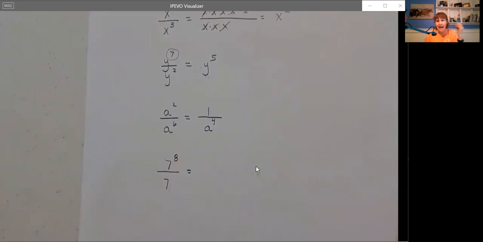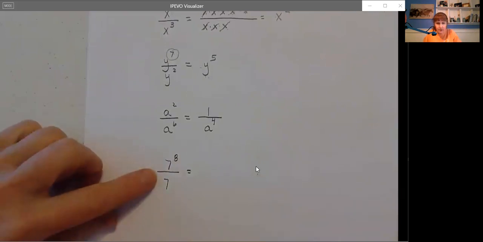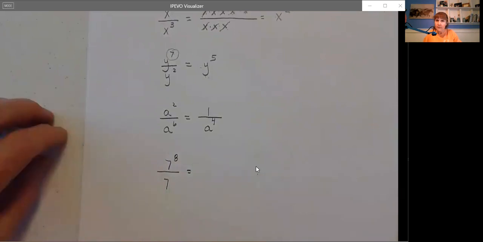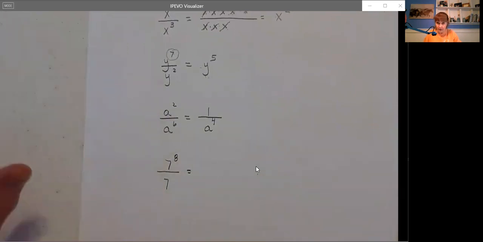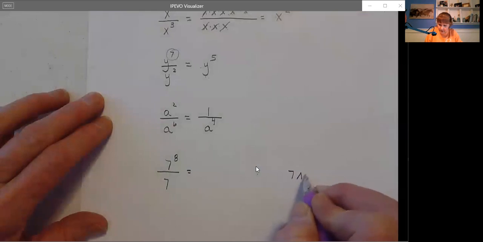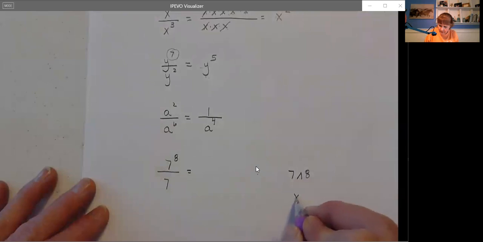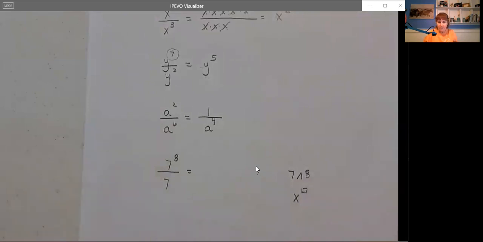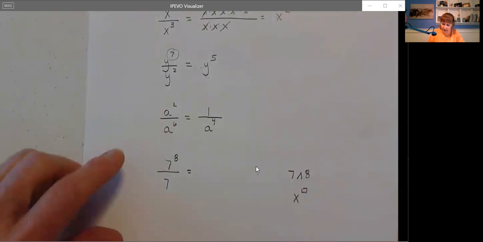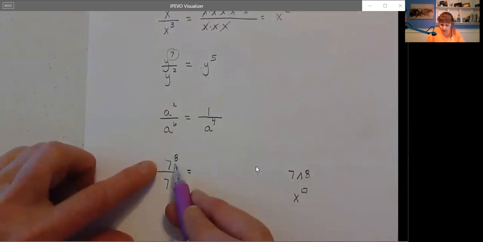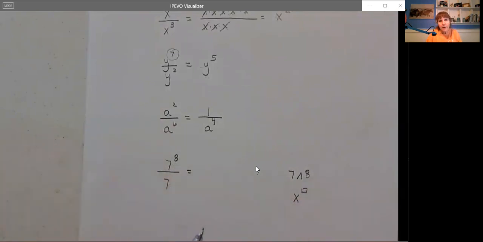What would this reduce down? And I'm going to leave my answer in exponential form. Exponential form means to write it with exponents, because you could do this on your calculator. You could take 7 to the 8th, and again, we use that caret key, 7 to the 8th. And then you could take 7 to the 8th divided by 7, but I want to leave it in exponential form, not as a number.